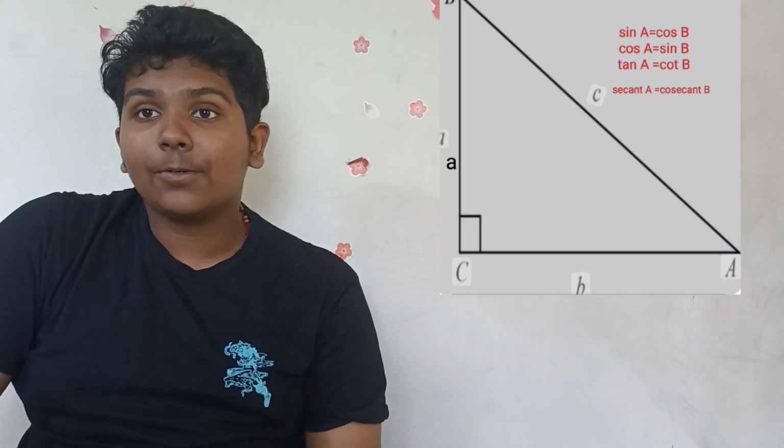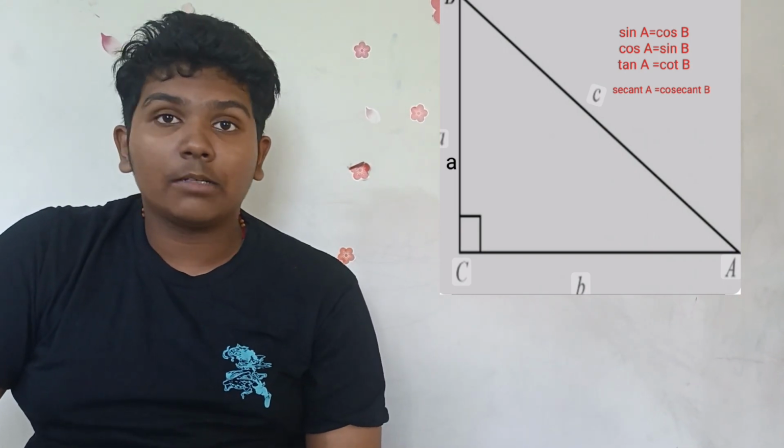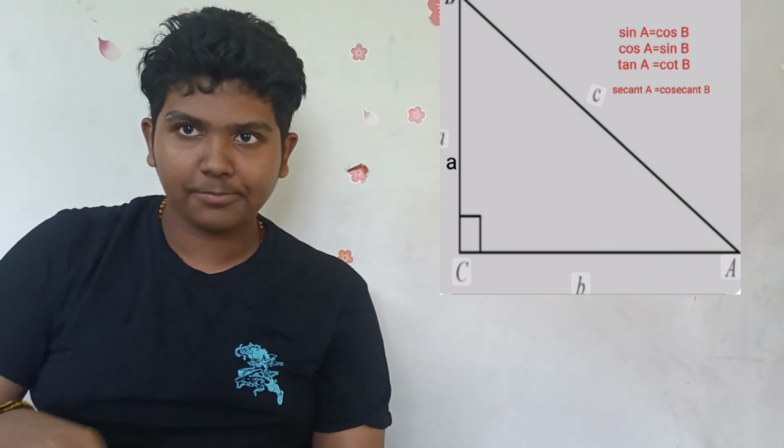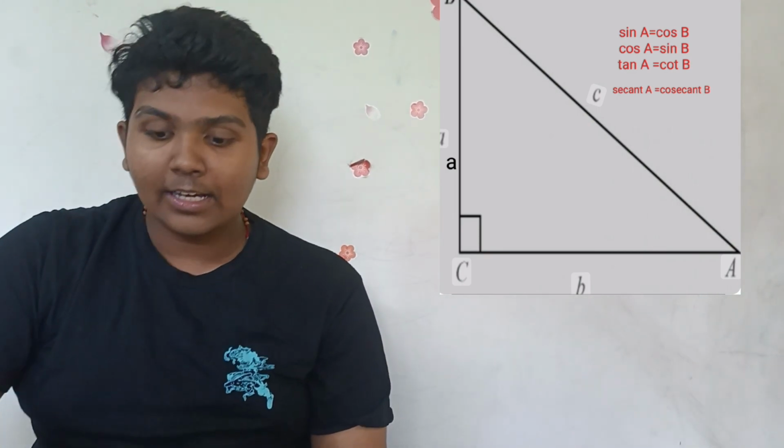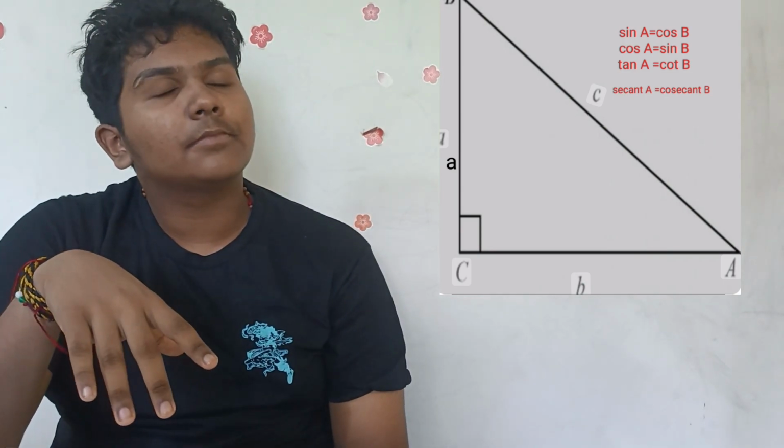Secant A is equal to cosecant B. I don't think I have to tell that now because you already understood the concept. So yeah, I'm not going to tell the details about this marriage. Happy marriage.